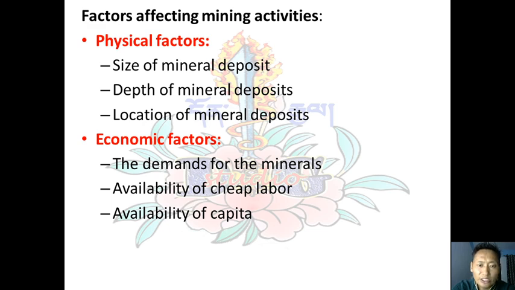Then, availability of cheap labor. In order to sell minerals in the international market, they need very cheap labor to compete with opposing sellers of the same minerals. So it is necessary to have very cheap labor in a particular region. Lastly, availability of capital. Capital means that to do mining activities we need lots of money, machines, and manpower. That is also a very important factor. So these are the two sets of factors affecting mining activities in the world.